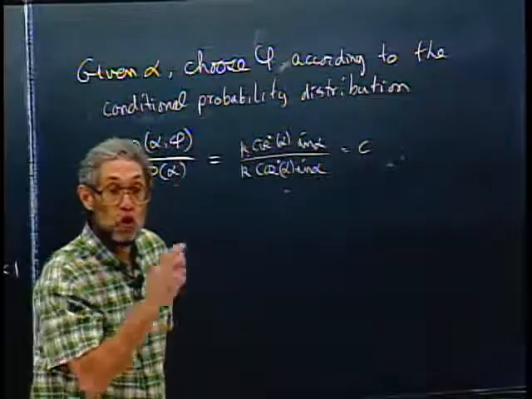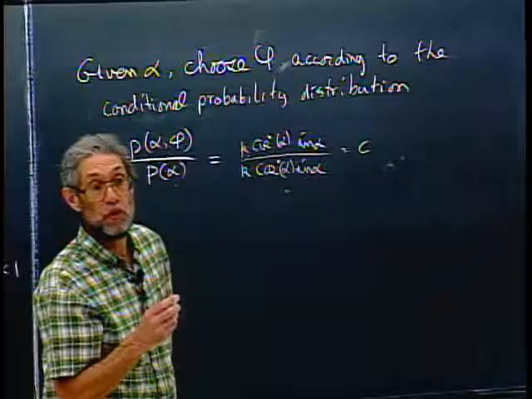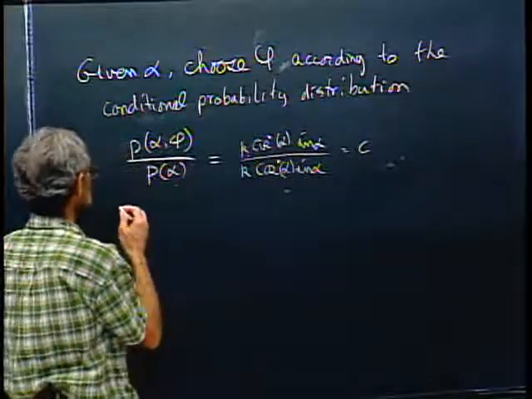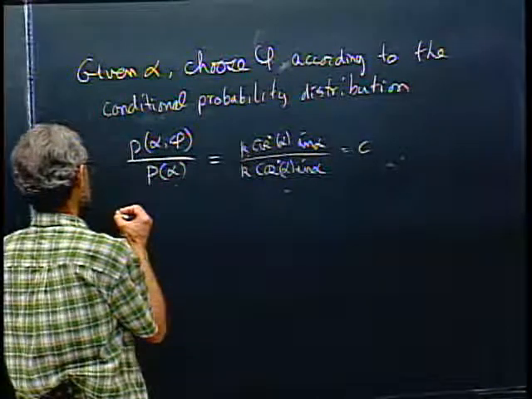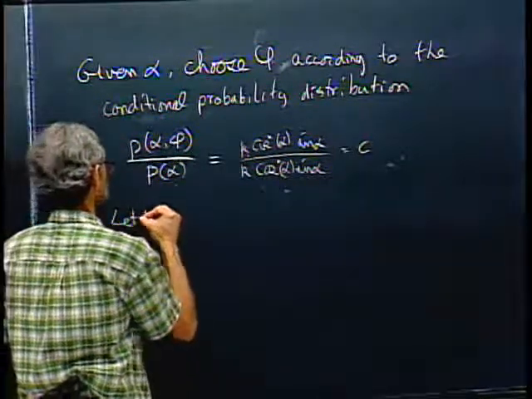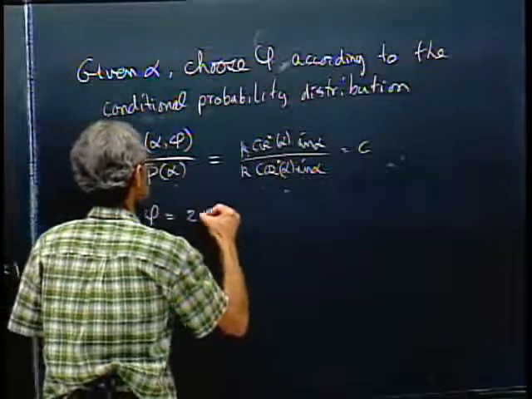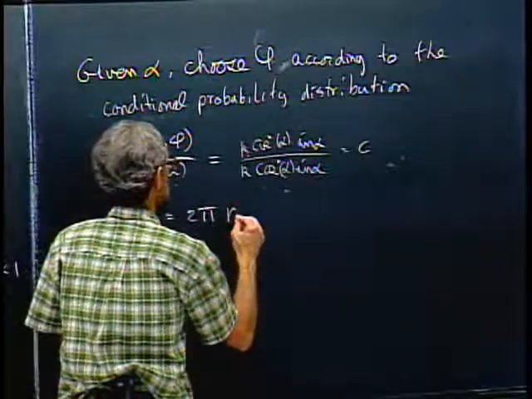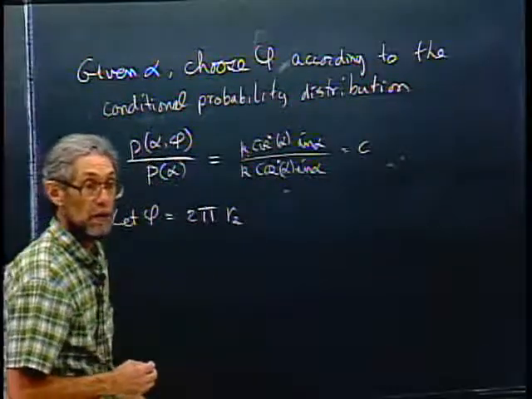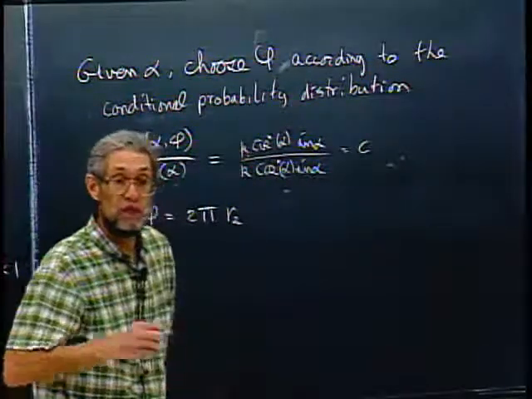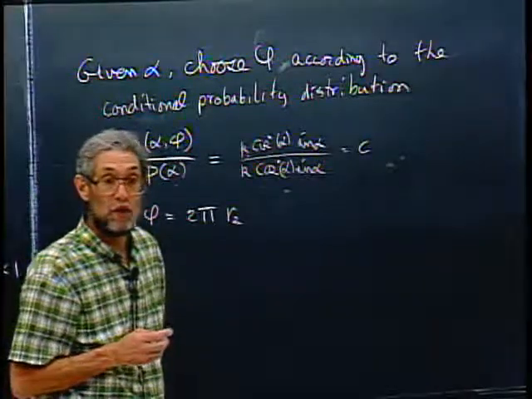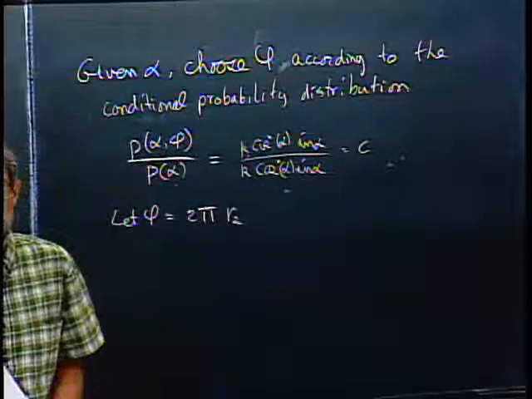So we want to choose uniformly in the interval between 0 and 2 pi. And so we'll let phi equal 2 pi times some random number 2 between 0 and 1. And so with those two samples, we can sample the glossy reflection. And that's what they were talking about in that paper.